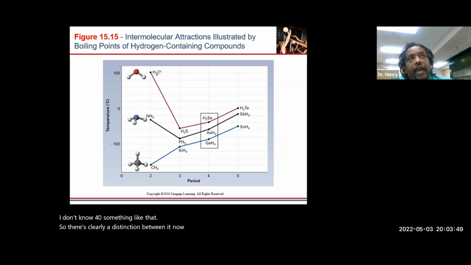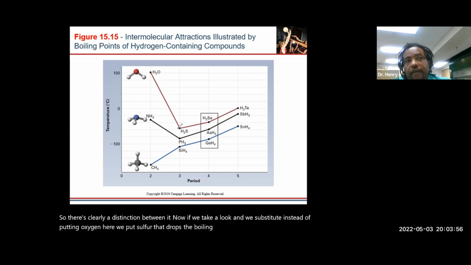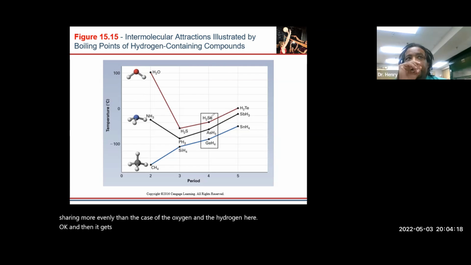Now, if we substitute, instead of putting oxygen here, we put sulfur. That drops the boiling point greatly, right? And that's because we know that sulfur has a weaker electronegativity compared to that of oxygen. The electronegativity of sulfur and hydrogen are almost the same. So that means that they're sharing more evenly than in the case of oxygen and hydrogen. And then it gets better as we go down because other factors start to come into play, and so you get more interactions happening.